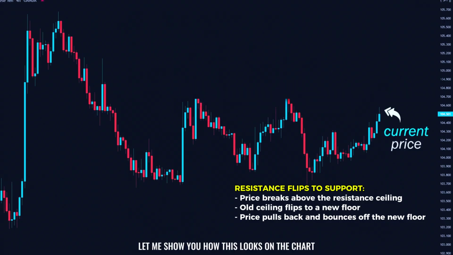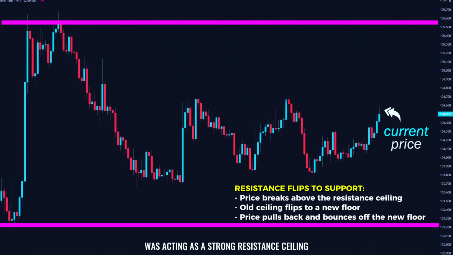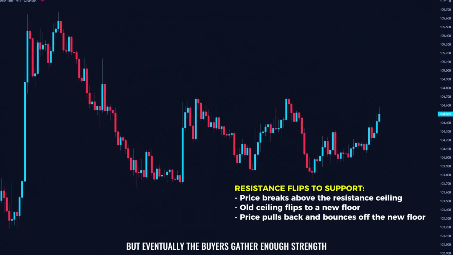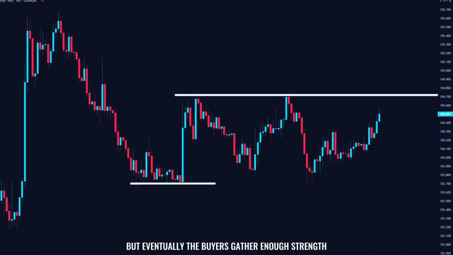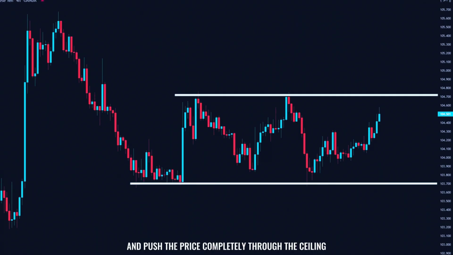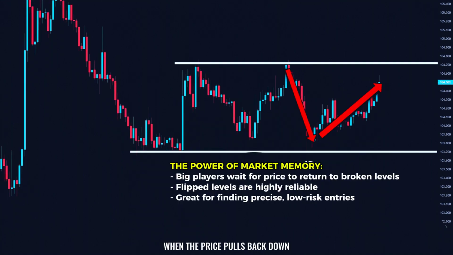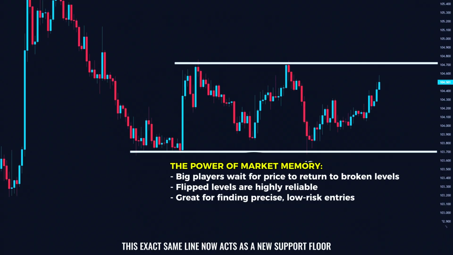Let me show you how this looks on the chart. Here, we can see that this horizontal line was acting as a strong resistance ceiling. The price hit it multiple times and bounced down. But eventually, the buyers gather enough strength and push the price completely through the ceiling. Once the price breaks above this line, the old resistance ceiling is now flipped. When the price pulls back down, this exact same line now acts as a new support floor.